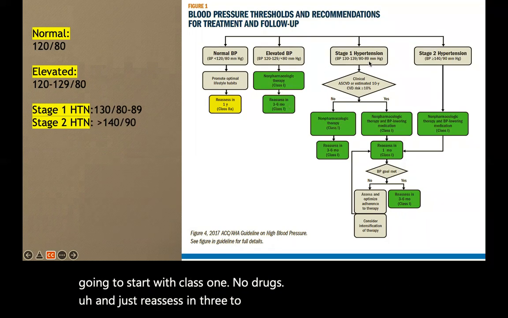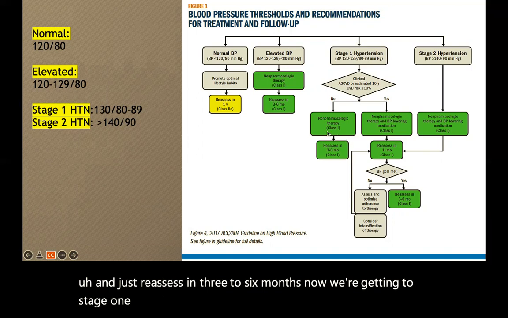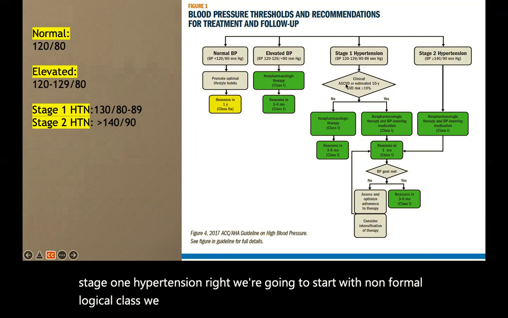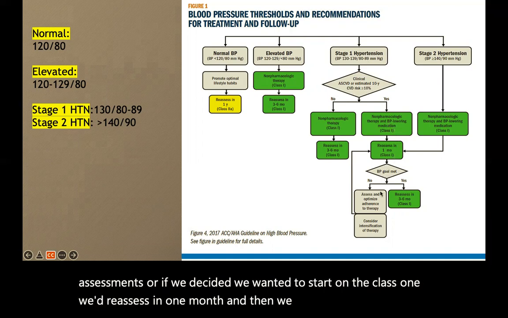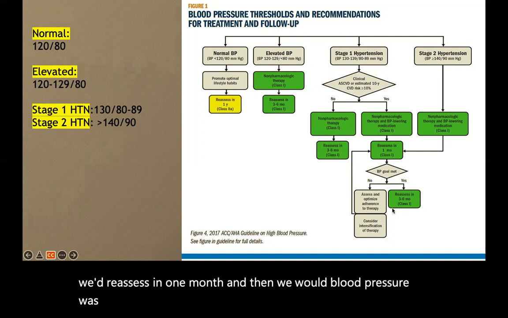Now we're getting to stage 1 hypertension, right? We're going to start with non-pharmacological class. We could, based on these clinical assessments, or if we decided we wanted to start on the class 1, we'd reassess in 1 month, and then check if the blood pressure goal was met. If no, then we want to start optimizing adherence to therapy and consider intensification of therapy.